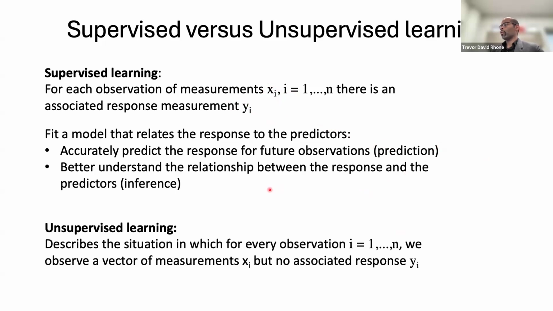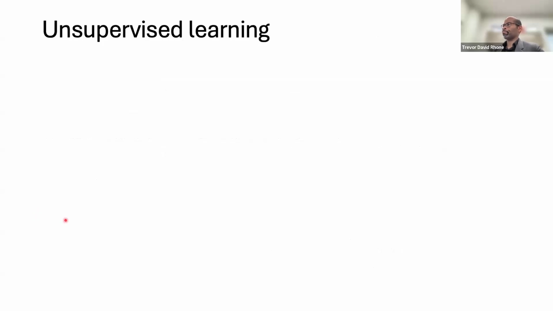In unsupervised learning, there's no Y value. You're just learning a relationship between the X's, the observations, and how they're parameterized. And we're focusing on this in unsupervised learning today.